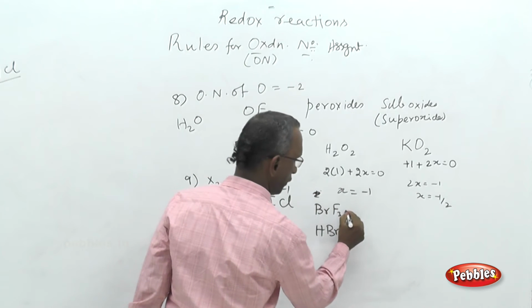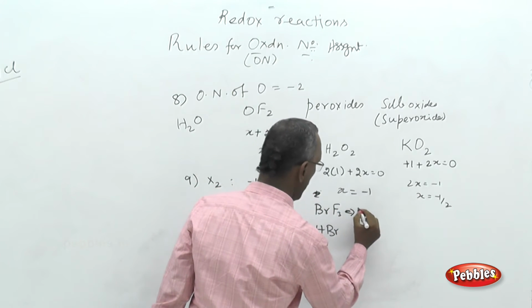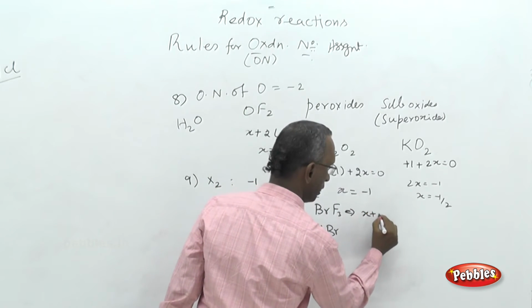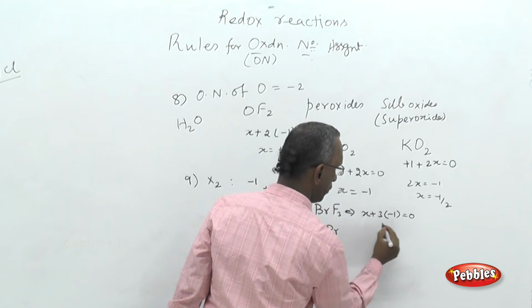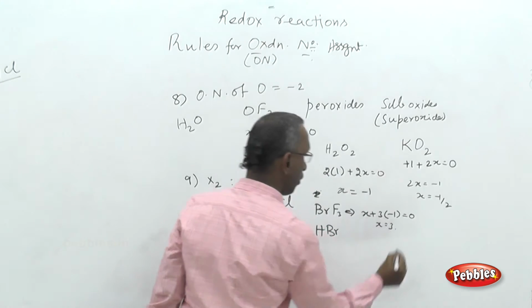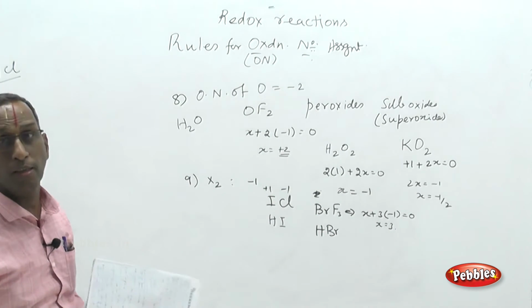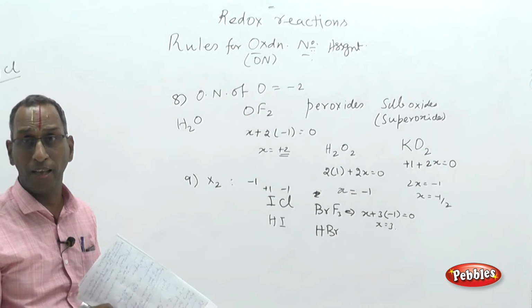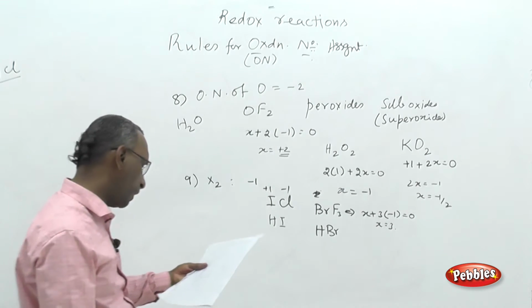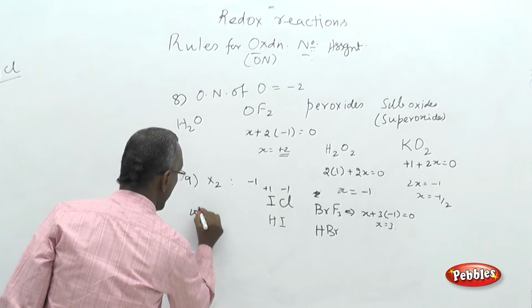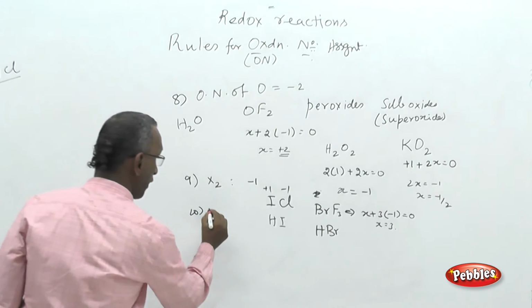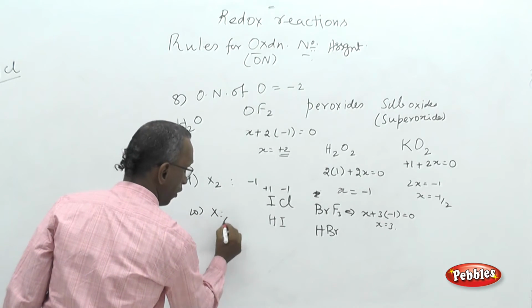So you have to calculate. For bromine, X plus 3 into fluorine, which is minus 1, X minus 3 equals 0, or X equals 3. Bromine has a positive oxidation state of plus 3. Only in interhalogen compounds does it vary. So these two are given as a combined rule: the oxidation state of halogen in interhalogen compounds.